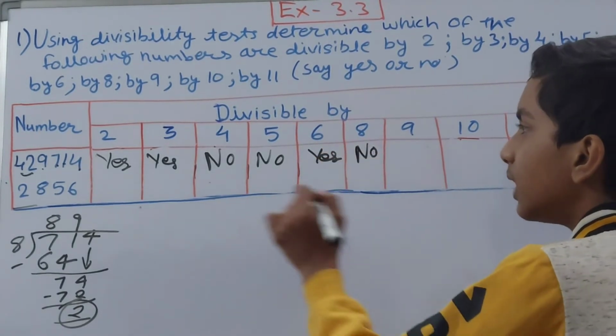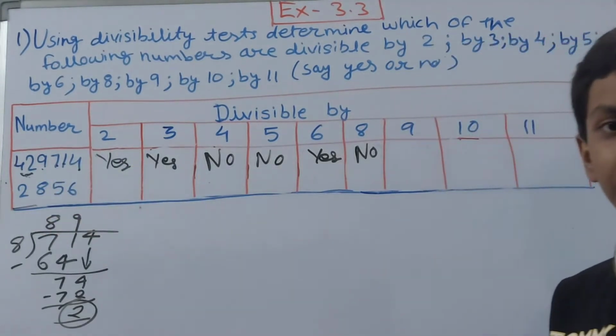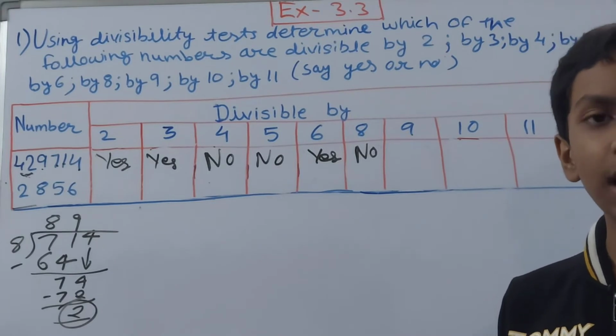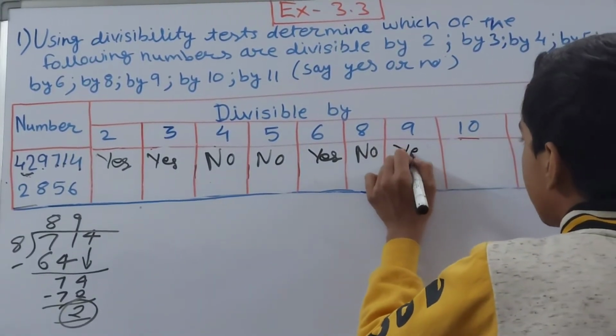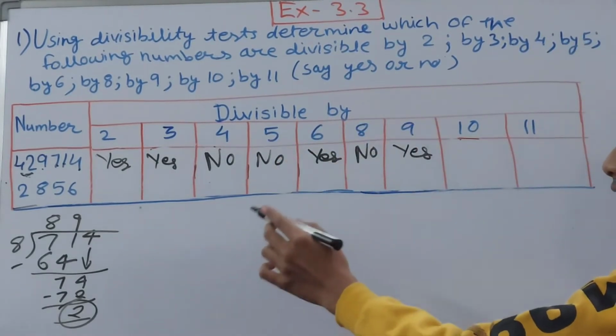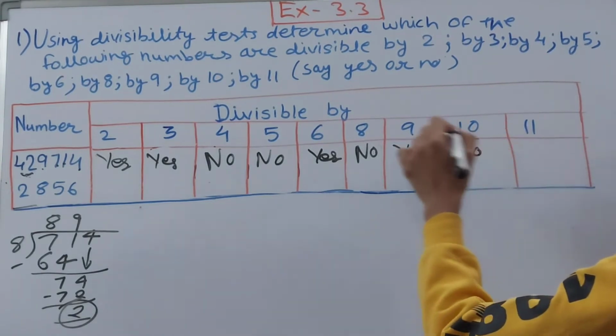With 9 again, when we summed these digits, we got 27. Is 27 a multiple of 9? Yes, it is. 9 3s are 27. So that means it is divisible by 9 as well. Again, for 10, the digit at one's place should be 0, which here it is not, it is 4. So it is no.